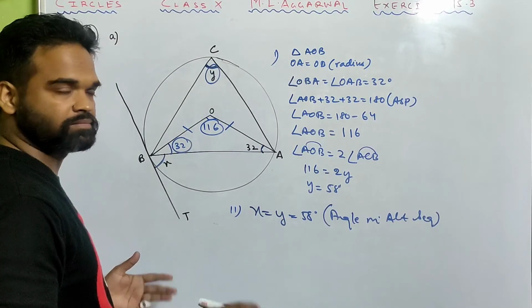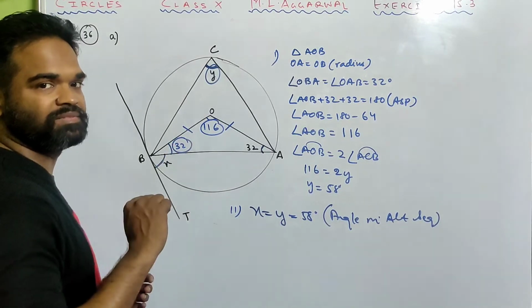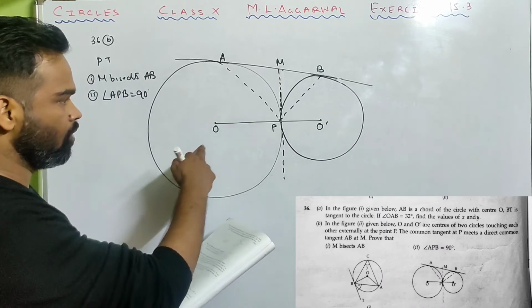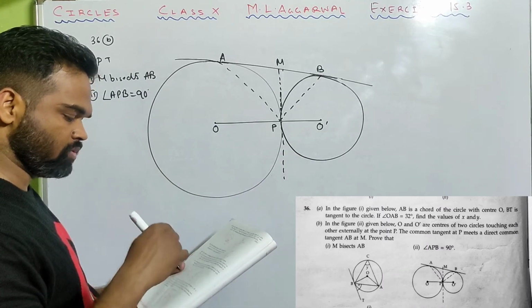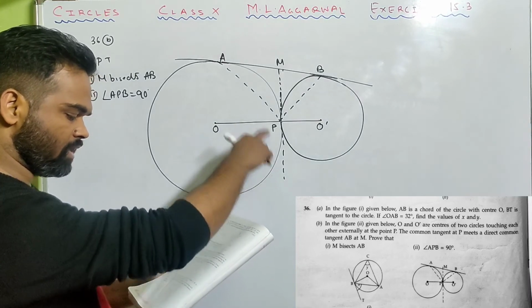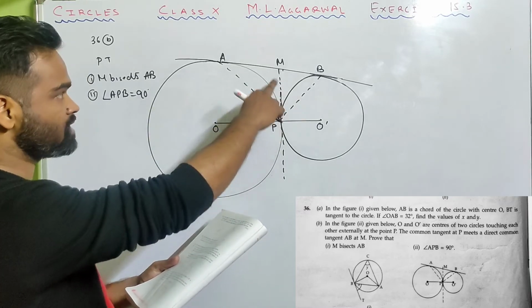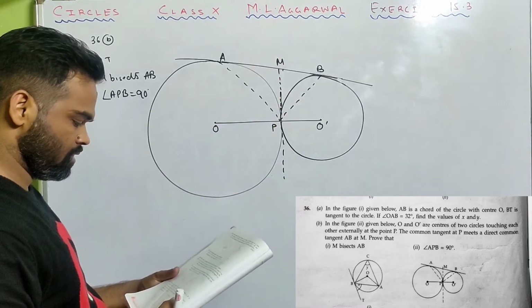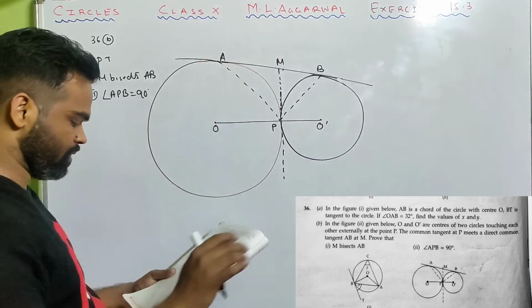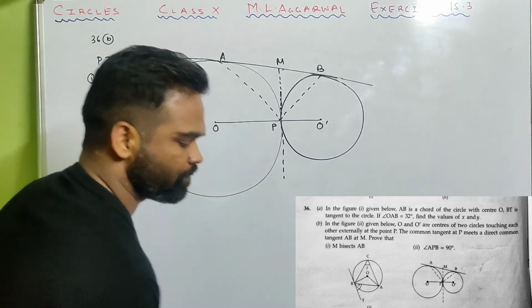Very easy. Sure. We'll do the next one, 36 part B. Now look at 36 part B. In the figure given, O and O dash are centers of two circles touching each other externally at the point P. The common tangent at P meets the direct common tangent AB at M. Prove that M bisects AB, which means AM equals MB, and prove that angle APB is 90 degrees.